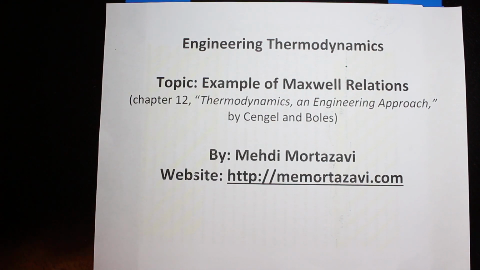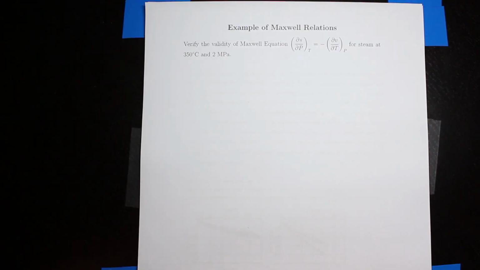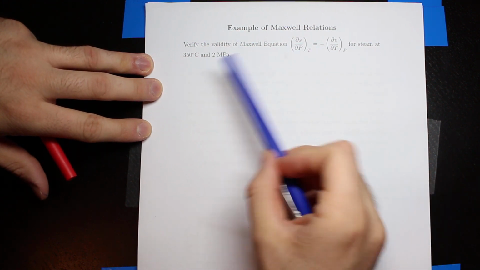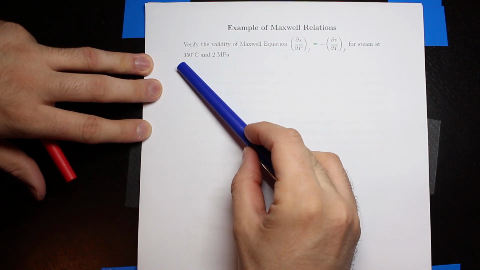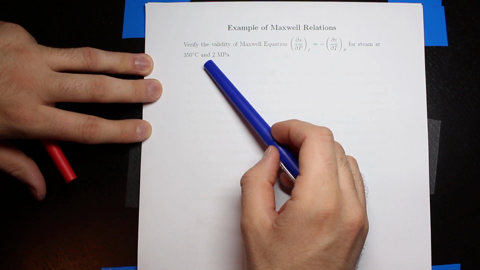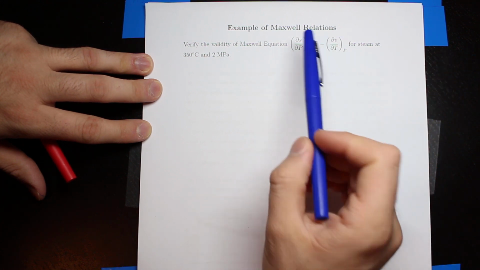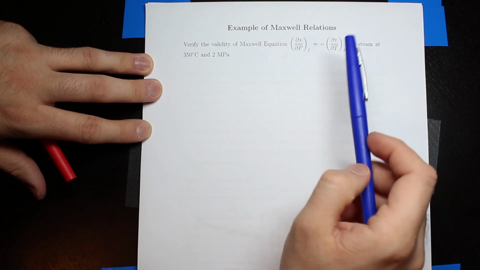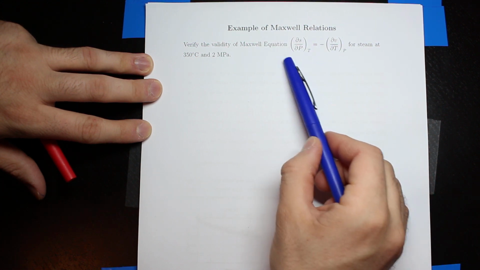Hello everyone, Matthew Mortazavi here with one example from the Maxwell Relations. In this example, we are going to verify the validity of this Maxwell Relation for steam at 350 degrees C and at 2 megapascal pressure. We had four Maxwell Relations, which we discussed in previous videos, and this is one of those relations.